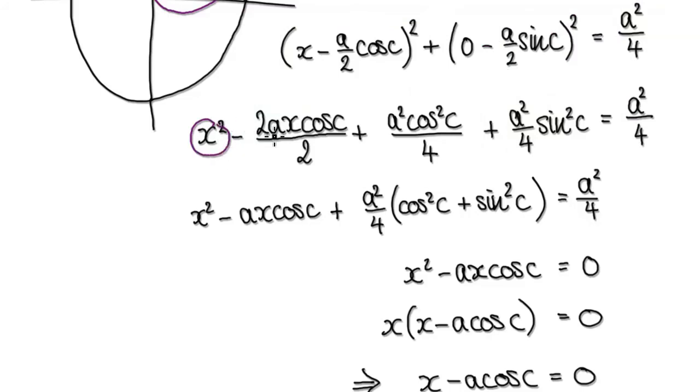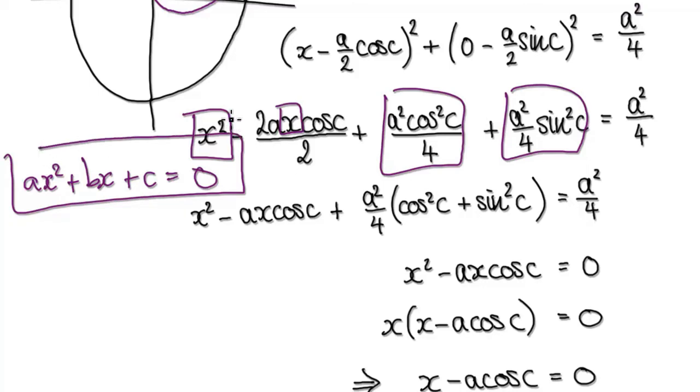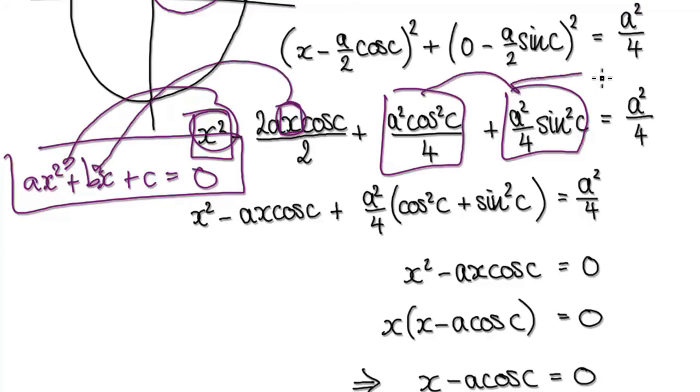Notice that this is in a quadratic form, because you've got x squared, and then you've got x, and then you've got your constant. So in a way, this is of the form ax squared plus bx plus c equals 0, because you've got your x squared here, and then you've got your x here, and everything else are just constants.